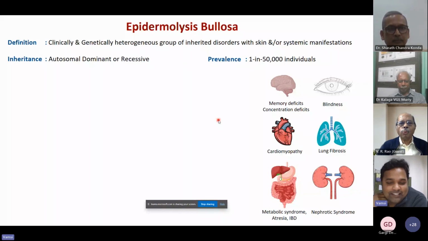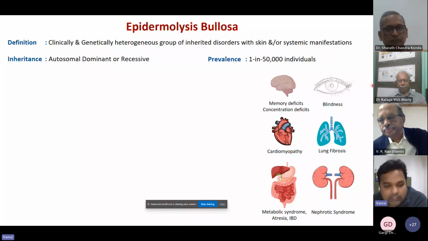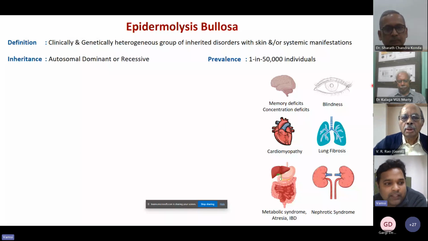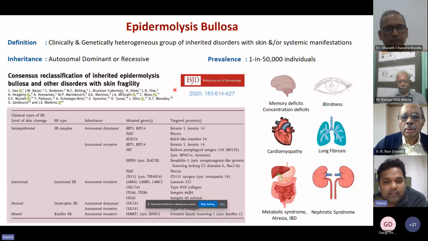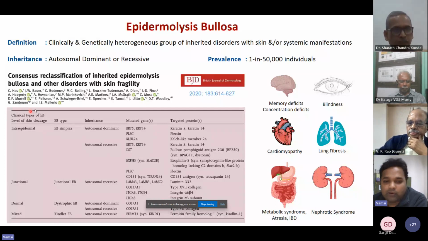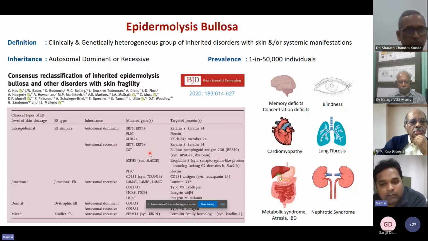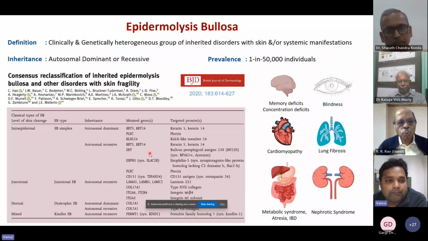EB is a clinically and genetically heterogeneous group of disorders. While one considers it to be a skin-only phenotype, there is increasing evidence that it is more like a systemic disease with many systemic manifestations. The consensus classification came out recently in 2020, and this is what we can currently follow for EB: 4 major types, 16 genes involved, and close to 33 subtypes that are known.